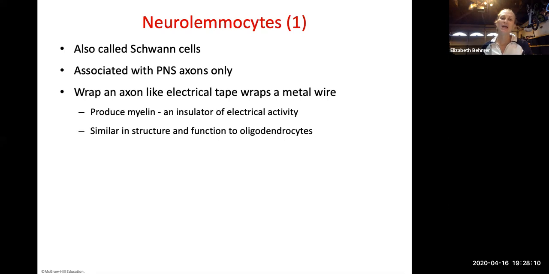And again, neurolemmocytes are associated with the peripheral nervous system only. So this is your answer to number 12. Neurolemmocytes are associated with peripheral nervous system axons only, and they do the same thing that the oligodendrocytes did in the central nervous system. They'll wrap an axon like electrical tape wraps a metal wire. They produce myelin, which is an insulator of electrical activity. And again, they're similar in structure and function to oligodendrocytes.